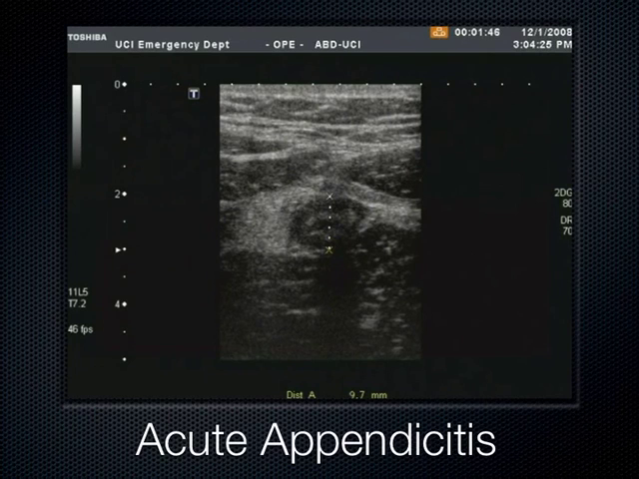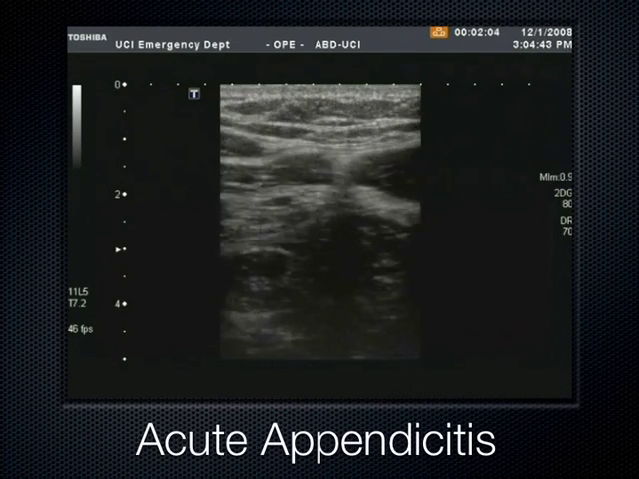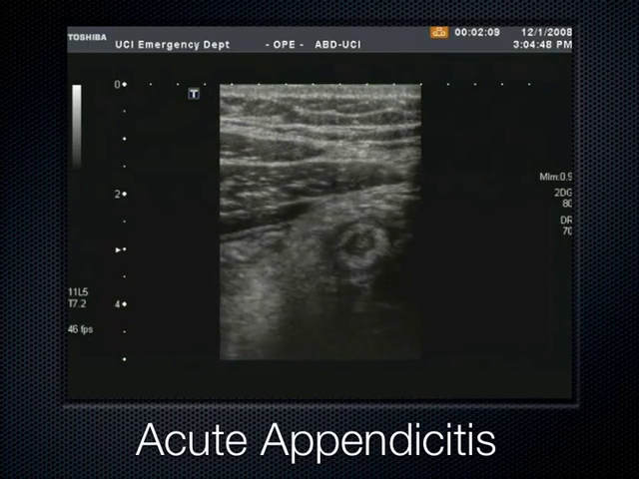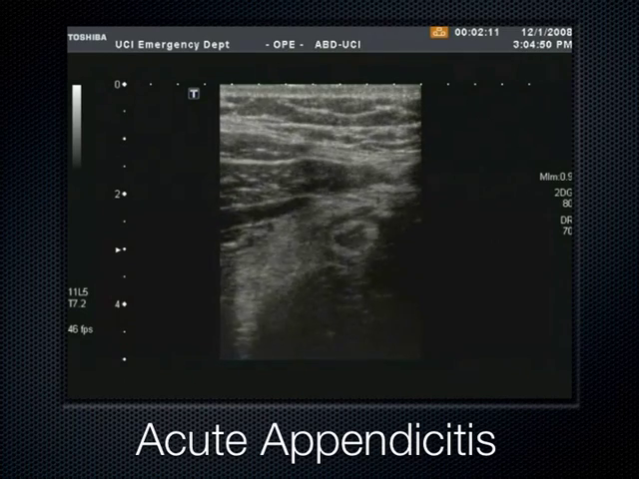psoas all the way up to abdominal wall musculature, here's some abdominal wall musculature, probably abdominal oblique, here's rectus, this is psoas, it squishes that appendix there, and the appendix is a non-compressible tubular structure in the right lower quadrant that measures more than 6 millimeters. That's how you do it.